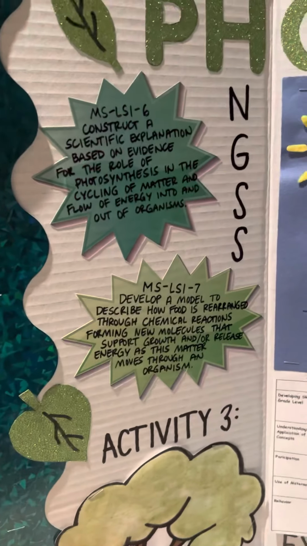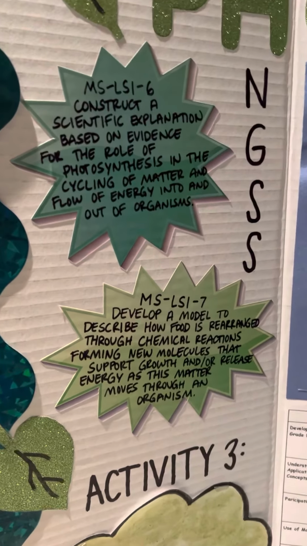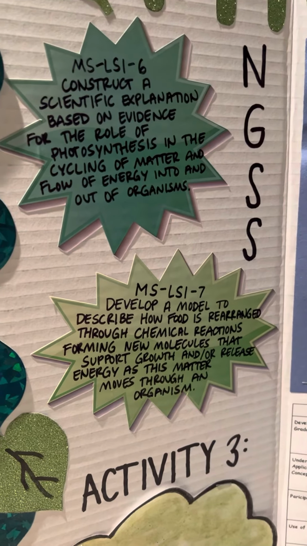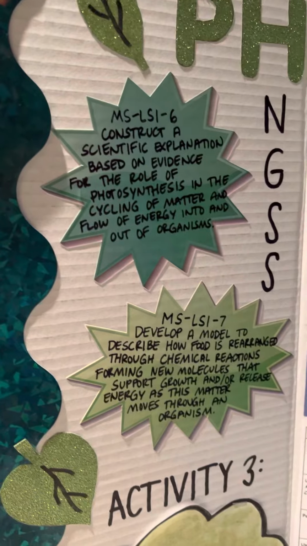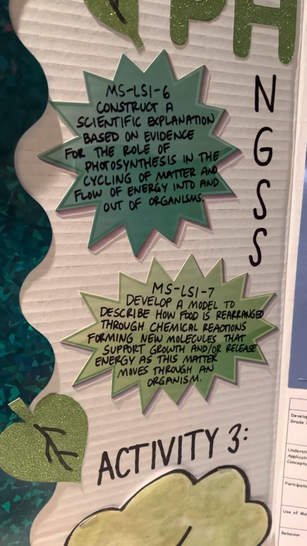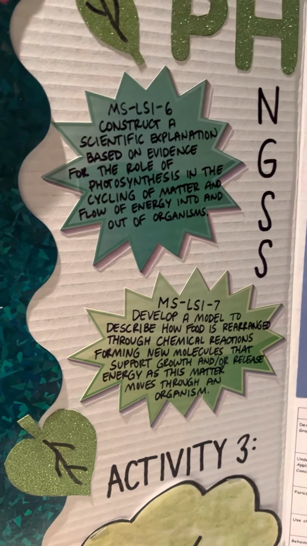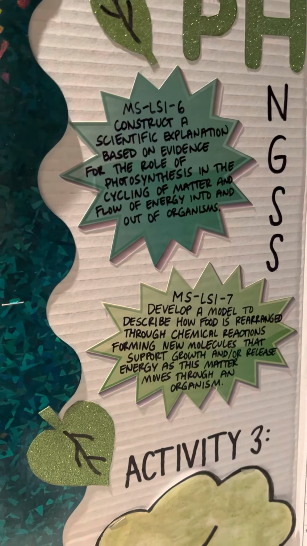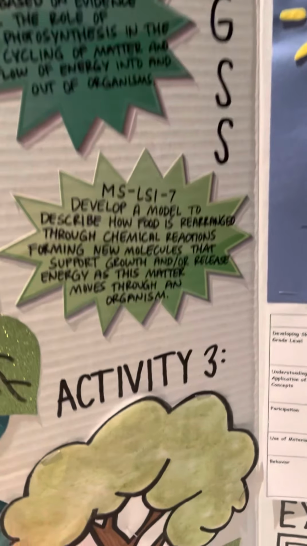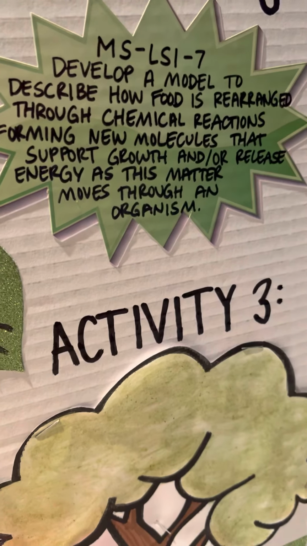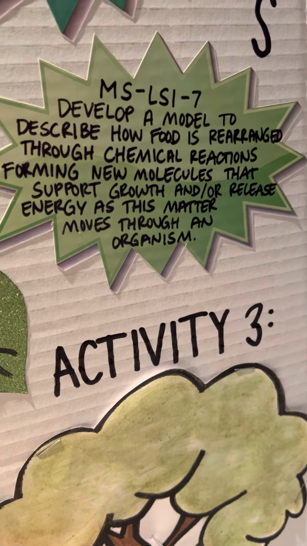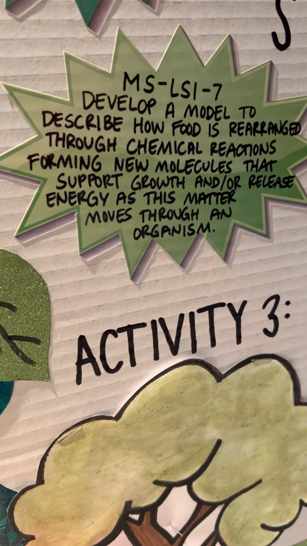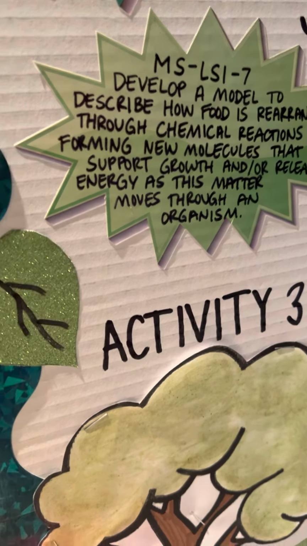So lastly, the Next Generation Science Standards that I use is MS-LS1-6: Construct a scientific explanation based on evidence for the role of photosynthesis in the cycling of matter and flow of energy into and out of organisms. And then I used MS-LS1-7: Develop a model to describe how food is rearranged through chemical reactions, forming new molecules that support growth and/or release energy as this matter moves through an organism.